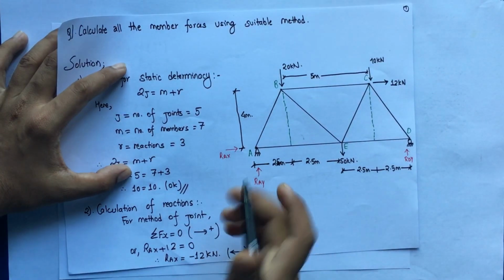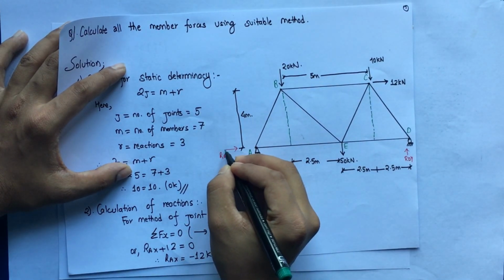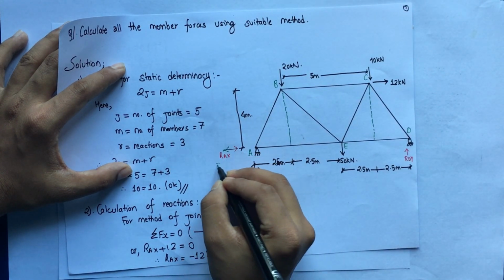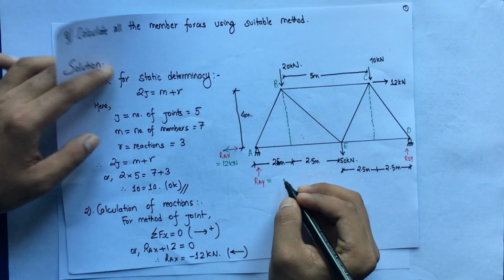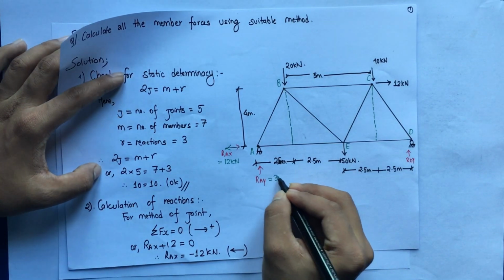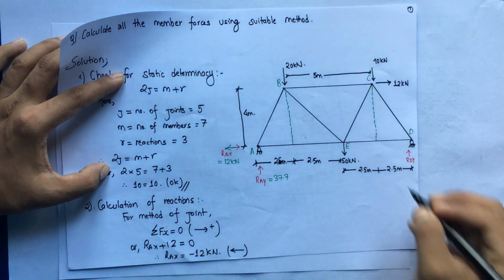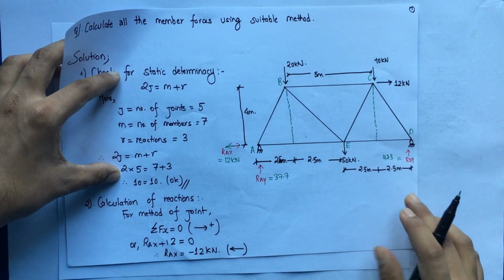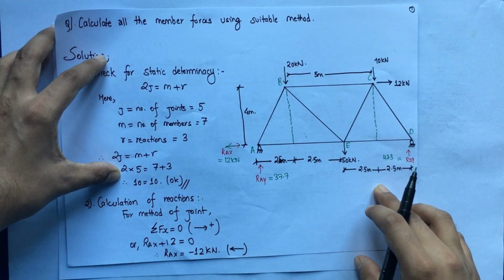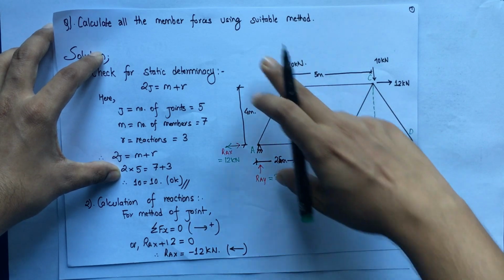So finally RAX should act in this direction, 12 kilonewton. Similarly RAY came as 37.7 and RDY came as 42.3. So this is the reaction calculation. Now let us go to the next step, that is the calculation of the member forces.